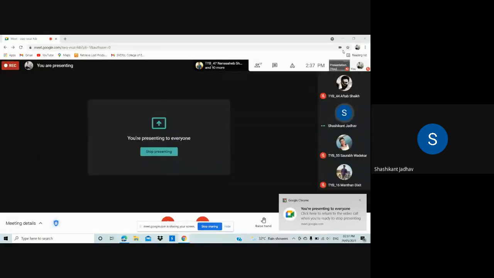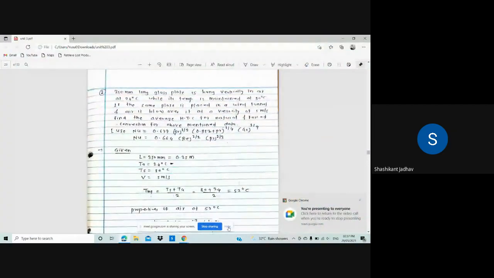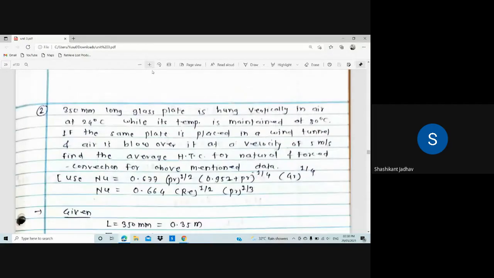For the horizontal plate, what is the correlation for laminar flow? For turbulent flow? For the horizontal cylinder, for laminar flow and for turbulent flow. So for that, we have discussed the correlations. After that, we have solved a problem related to that.